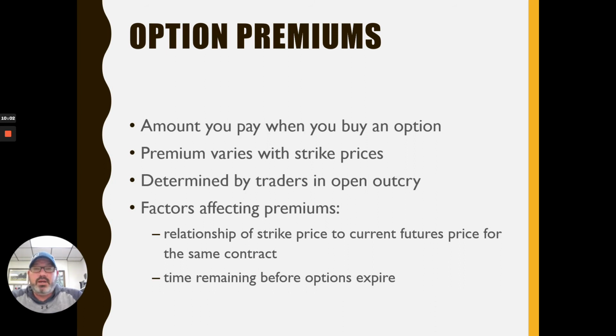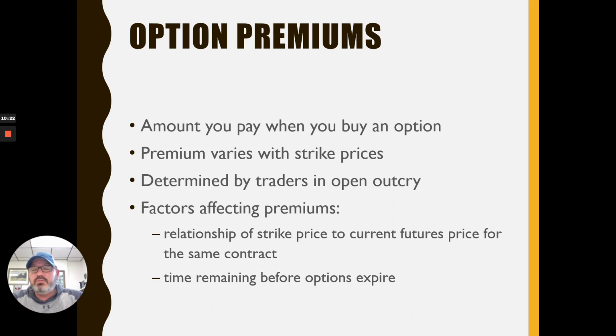But also, if you happen to get in the right position, the more profitable it would be. So what affects premiums? Again, the relationship of the strike price to the current futures position for the same contract. So, for example, December corn futures are trading somewhere around that $4.05 a bushel mark today.